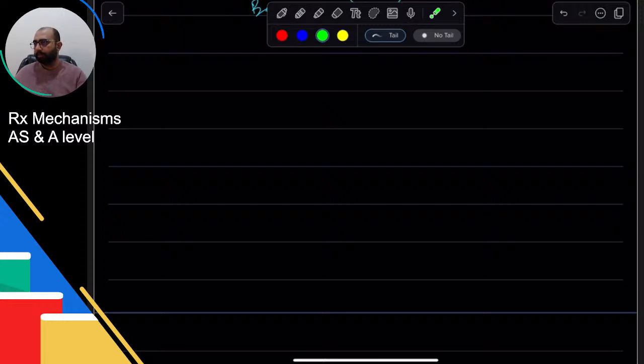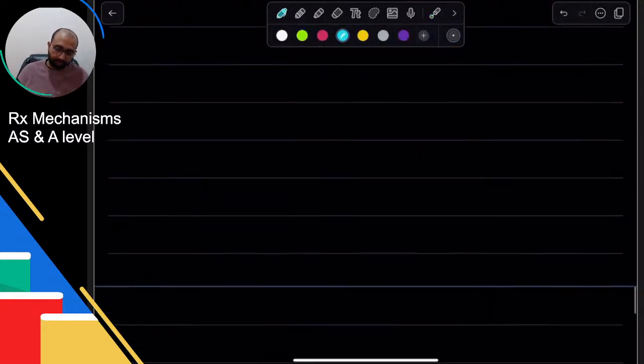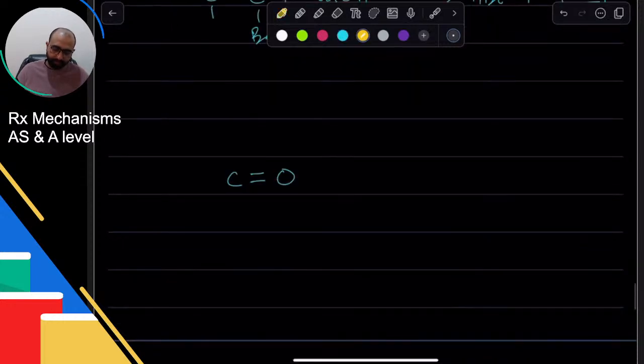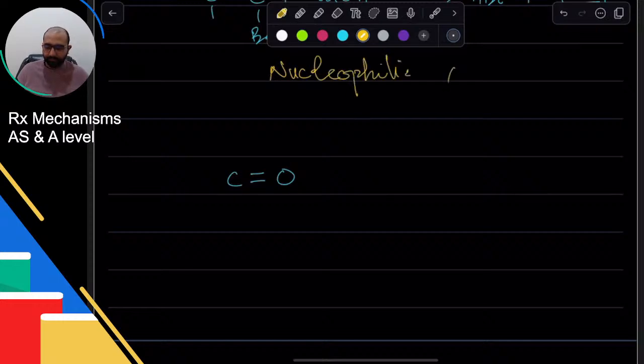Okay, let me see what's the next mechanism. Yeah, the next mechanism should be nucleophilic addition. We have already seen electrophilic addition. Now let's look at nucleophilic addition. So let's try looking at a ketone. So nucleophilic. Okay, so with nucleophilic addition, what we need to understand is how does this happen?